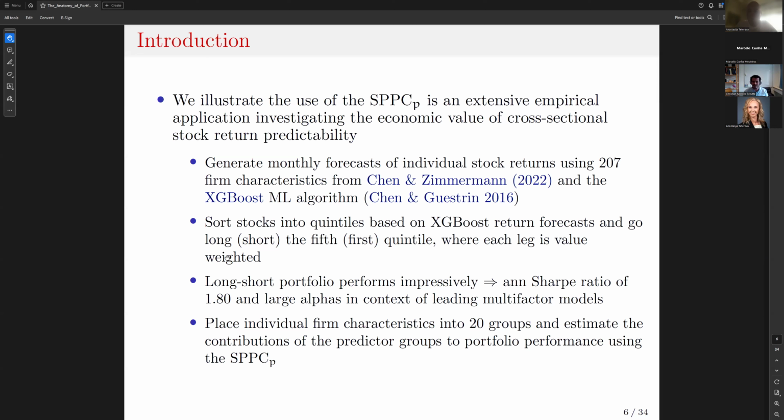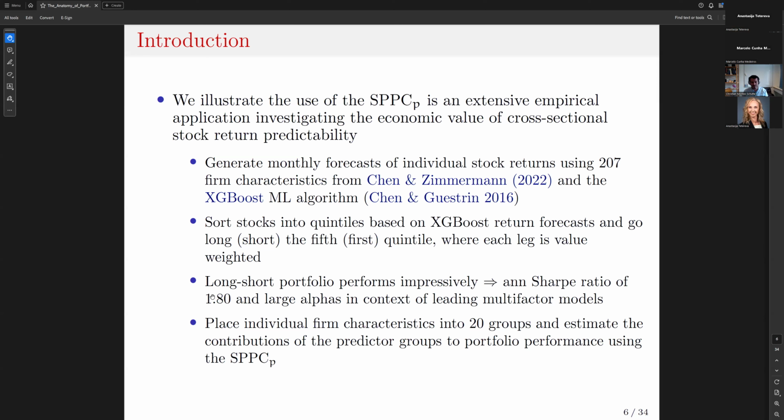As we will see, results are a little bit surprising, because a large part is coming from the short leg for some characteristics. So that was interesting. We get a really impressive Sharpe ratio of 1.8 and large alphas.